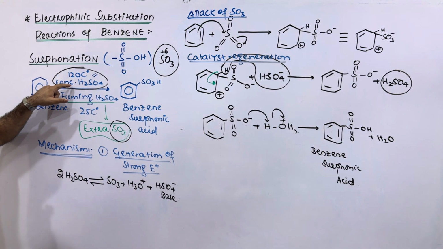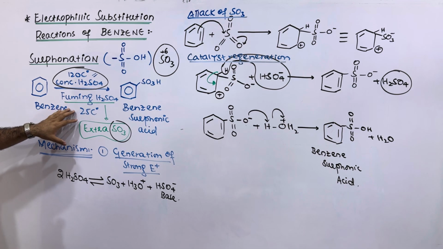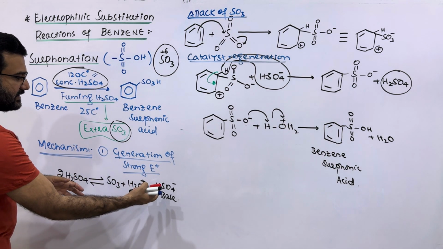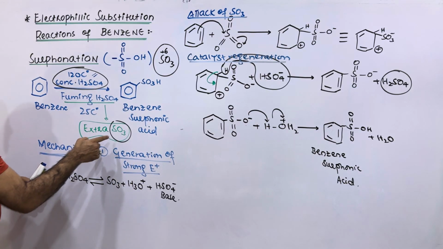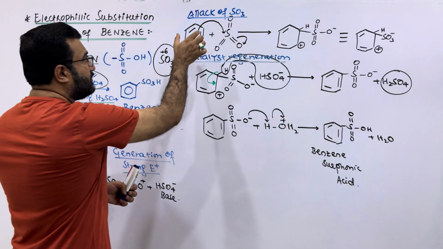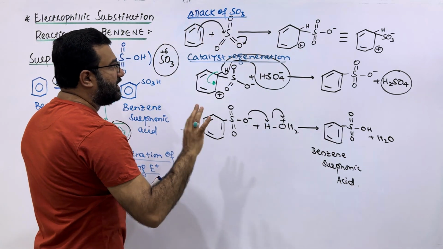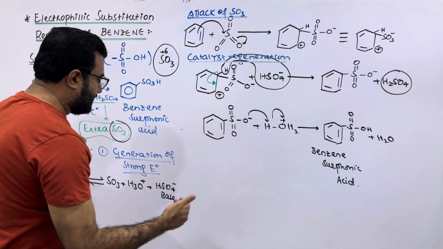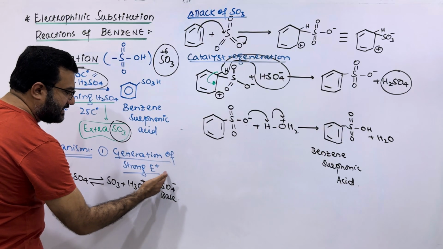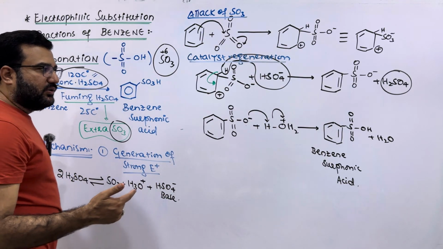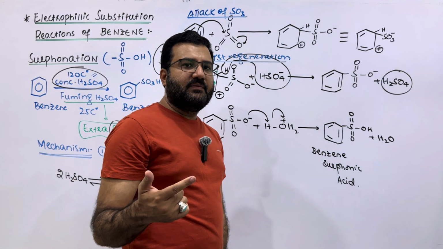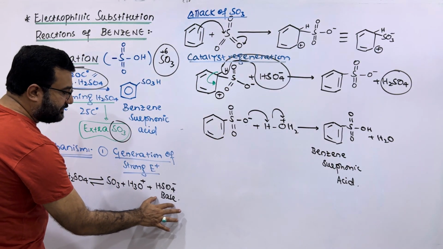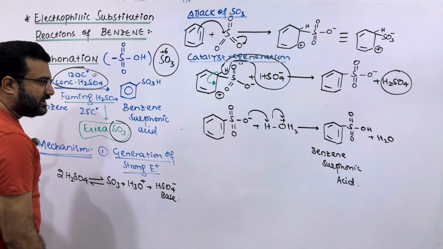What is the difference between concentrated H2SO4 and fuming H2SO4? If we will be using the fuming H2SO4, then this first step is unimportant, as it is already having the stronger electrophile. So the reaction will start from the second step, that will be the attack of SO3. And then what is the base? This is basically the base that accepts the proton, and you know it is basically a Bronsted base, because the Bronsted base accepts the proton. So the Bronsted base in case of sulfonation is the hydrogen sulfate ion.